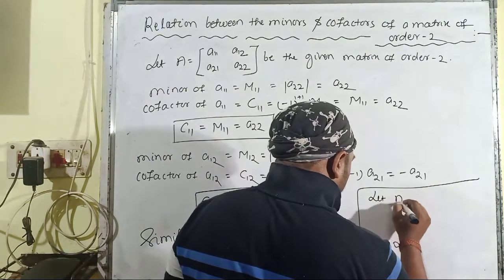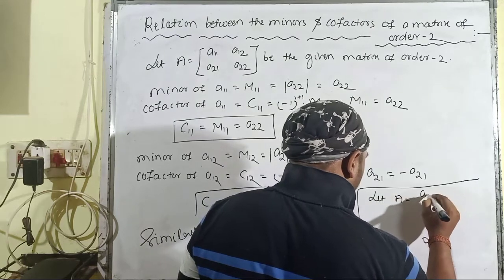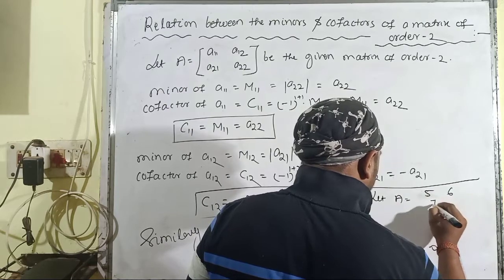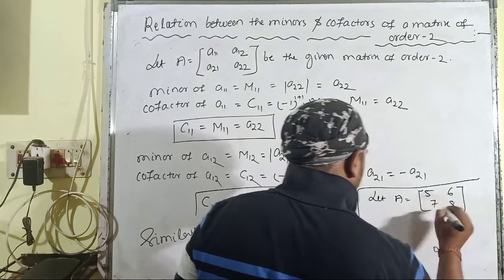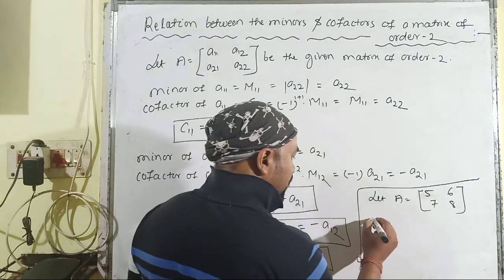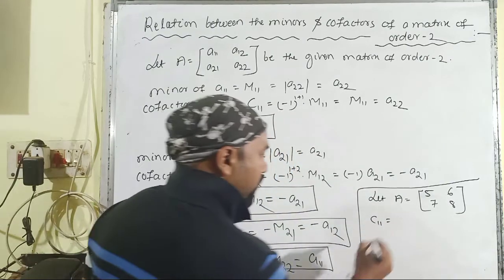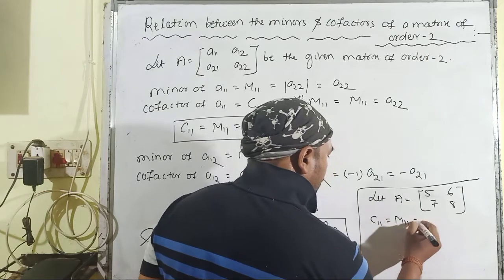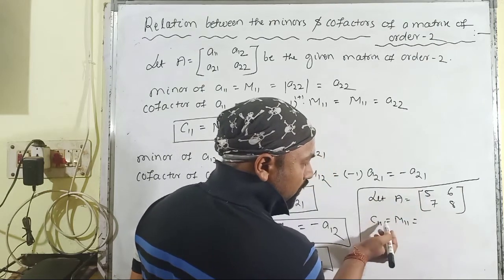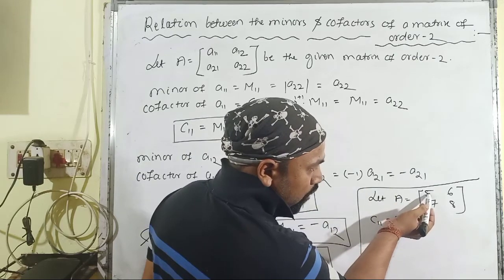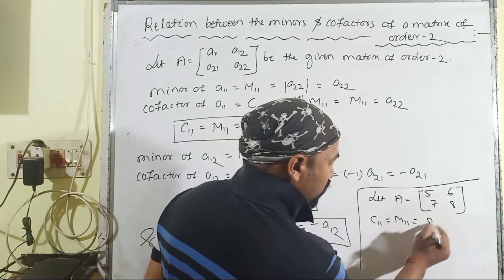Suppose I have taken a matrix here, A is equal to 5, 6, 7 and 8. Then here C11 will be equal to M11, and that is the value of C11. It is the cofactor of A11. That means the opposite corner, which is equal to 8.